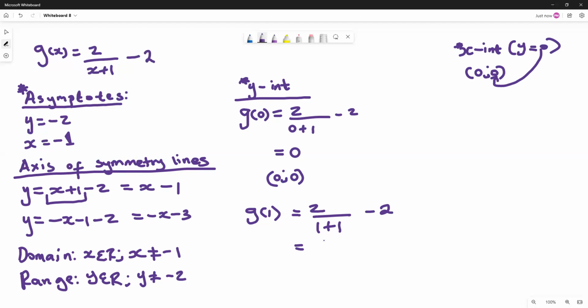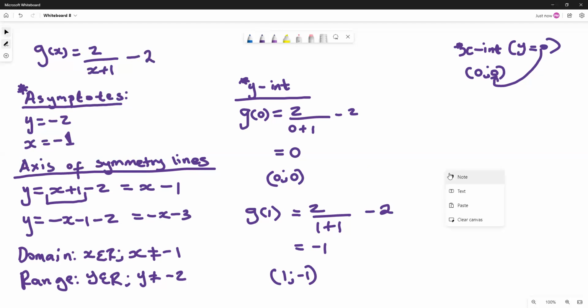So here you get 2 divided by 2, which is 1, and then you're going to get -1, basically. So it means your other point is (1, -1). So when your x is 1, your output is -1, right? Then with this information, we're going to now draw our graph.